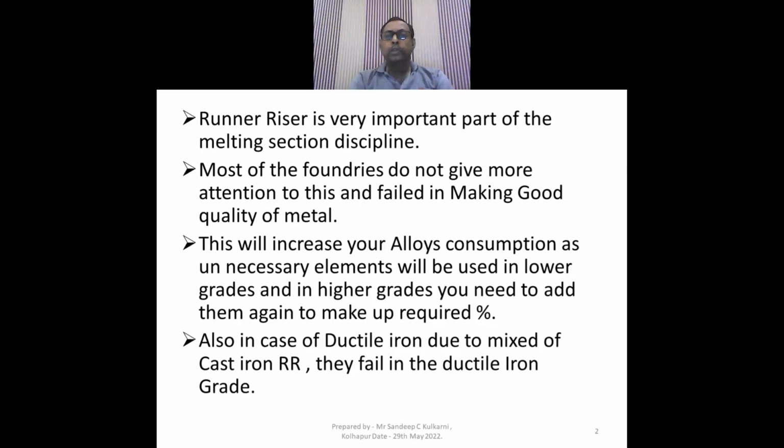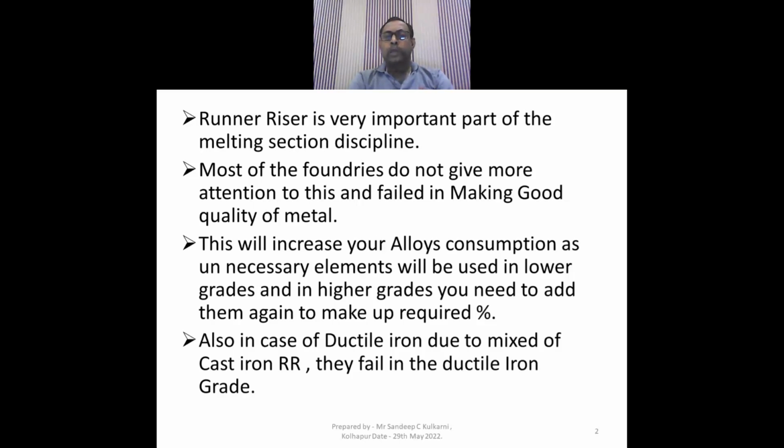This will increase your alloy consumption, as unnecessary elements will be used for lower grades, and in higher grades you have to add them again to make up the requirement. So it is a direct cost impact in your melting section.